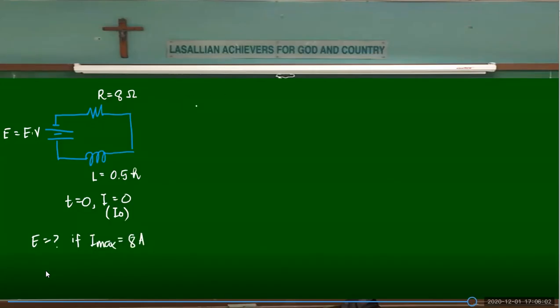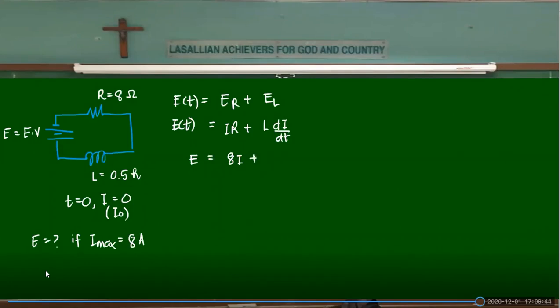So let's have the equation. E as a function of time is E due to R plus E due to L. What? IR, sir. IR. What about E due to L? L times the differential of I with respect to time. Okay. Thank you. So with this, let's plug in. E na lang to. So 8I plus the L is 0.5 di over dt. So let's rearrange.